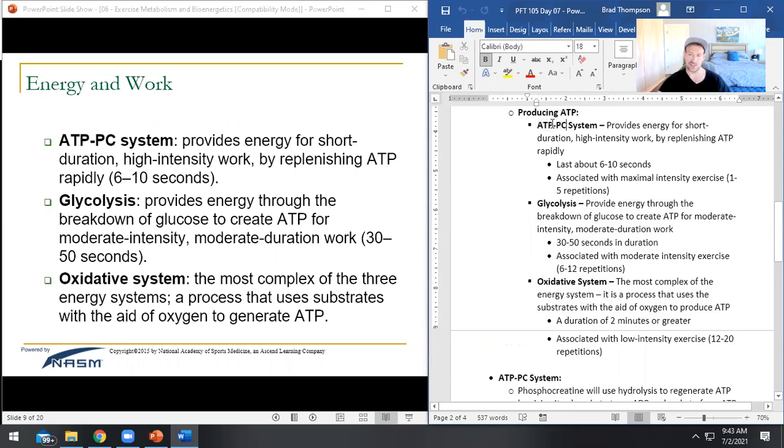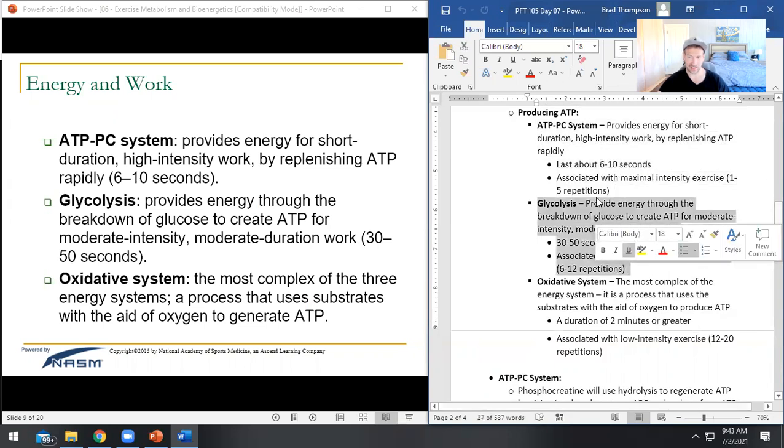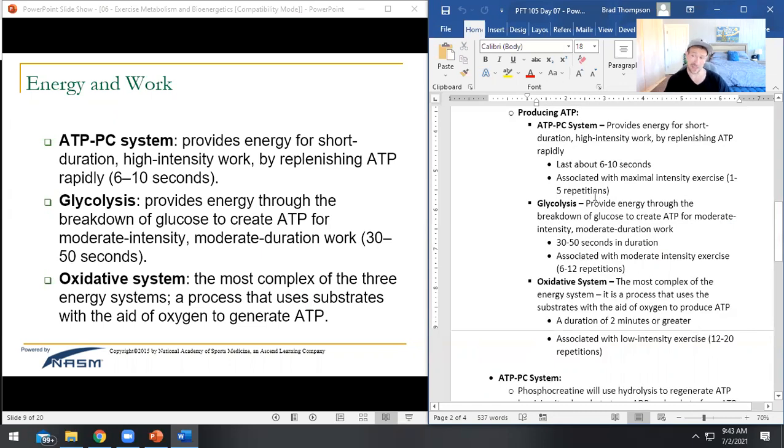phosphocreatine system. Now, this system actually predates glycolysis. This will actually take place before you get to glycolysis. So glycolysis comes before your oxidative metabolism. The ATP-PC system comes before glycolysis. And if glycolysis was our high intensity energy system and the oxidative was our low intensity, you can think of the ATP-PC system as the super ultra crazy intense energy system.